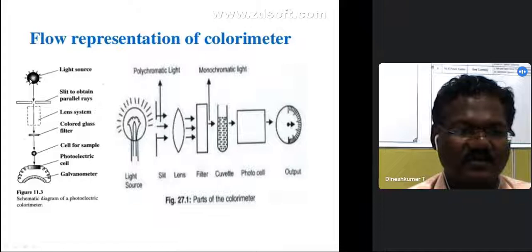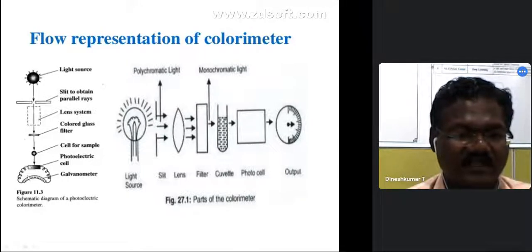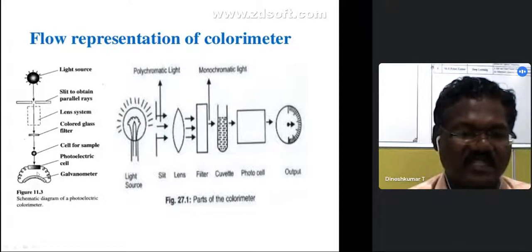A light source, the light falls on the slit. Slit means a gap between two slides, and from there it moves to the lens. From the lens it goes to the colored filter, a colored glass filter. From there it goes to the cell for the sample, and then moves to the photoelectric cell. The photoelectric cell is connected with the galvanometer. This galvanometer measures the photoelectric cell output, which means the deflections of the electrical signal are measured by the galvanometer.